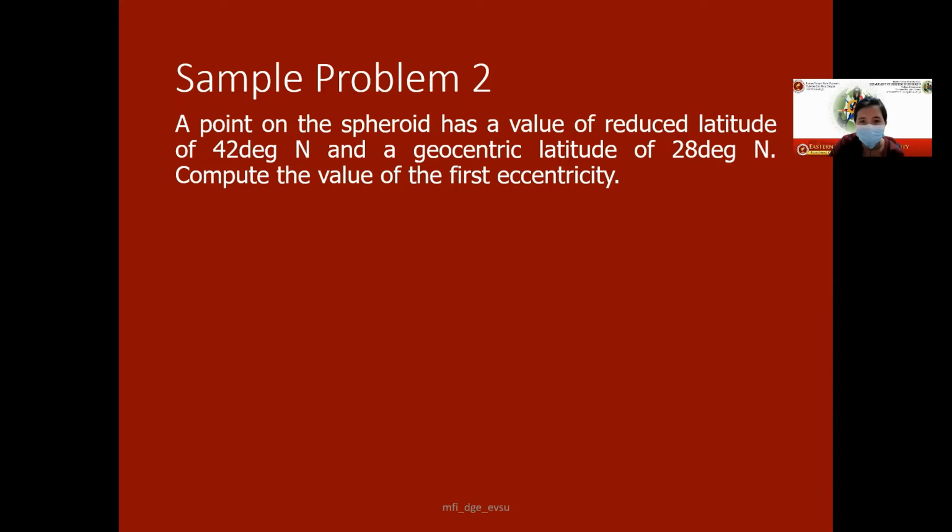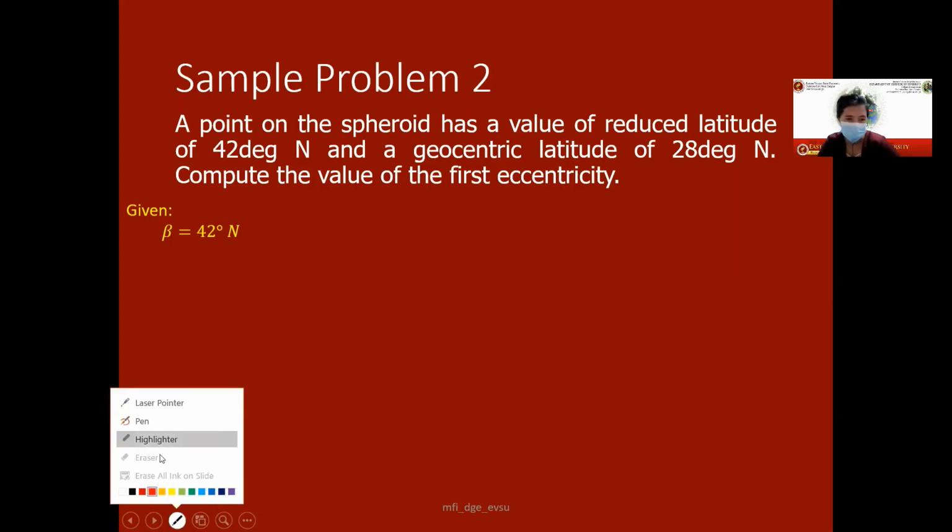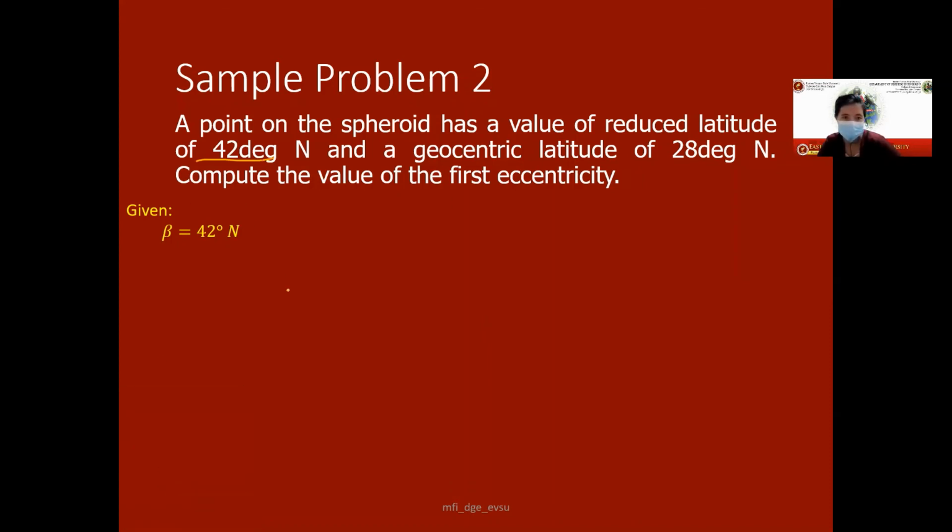So we are given the values of the following. The given, we have the reduced latitude, which is beta, given by 42 degrees north, and the geocentric latitude given by phi, which is 28 degrees north. Now, we are going to compute the first eccentricity of that spheroid. How are we going to do that? So our required is to compute the first eccentricity.